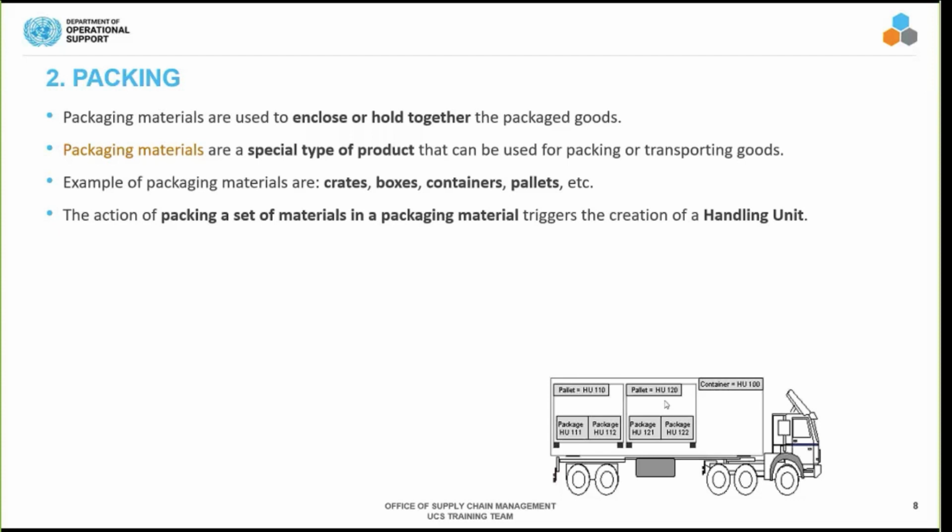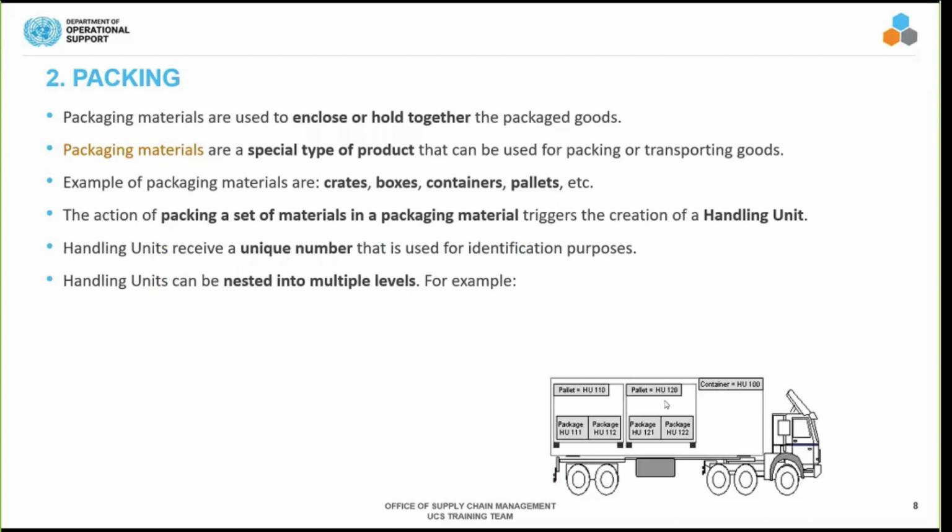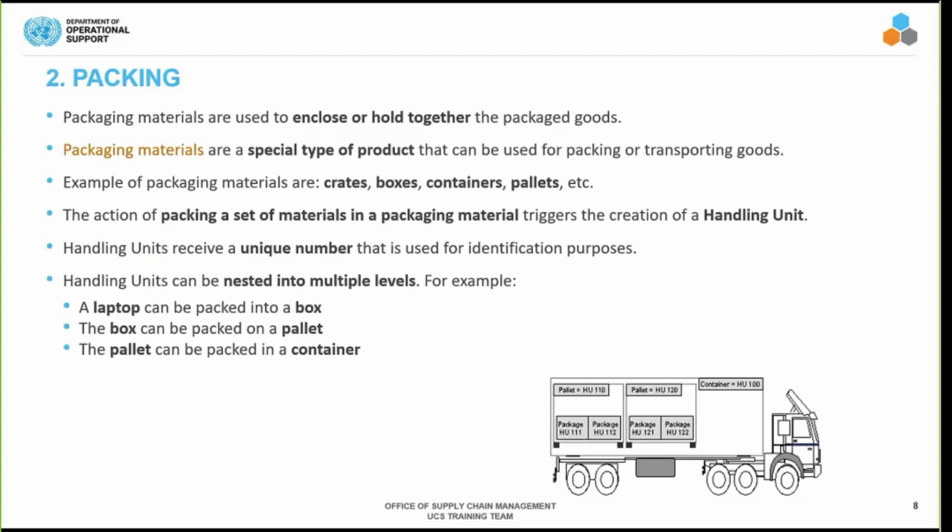These handling units receive a unique number that is used for identification and handling purposes. And handling units can be nested into multiple levels. For example, a laptop can be packed into a box. This will be a handling unit. The box can be packed on a pallet. This will be another handling unit. And this pallet can be packed into a container. And this will make another handling unit number in Umoja.